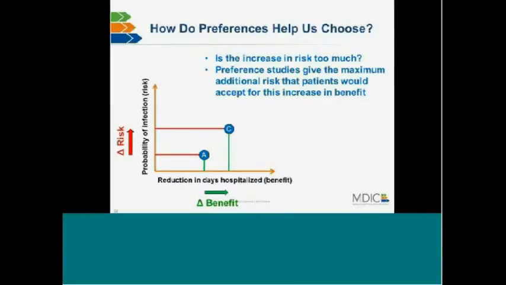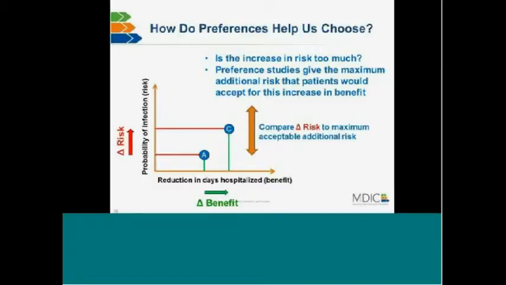So what preference studies can do is give us the maximum additional risk the patient would accept for this increase in benefit. In other words, you get roughly that orange line. That's simplifying the concept, but basically, I would know for that degree of benefit how much risk patients would be willing to take. In this mock example, they would take the orange line. Since the change in risk is less than that, I know patients would be comfortable switching from A to C.